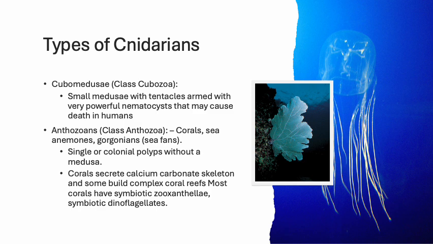Anthozoans include corals, sea anemones, and gorgonians, like sea fans. These organisms exist only in polyp form. There is no medusa stage here. Corals are particularly important because many species secrete calcium carbonate skeletons that build up over generations to form coral reefs. Some are the most biodiverse habitats on Earth. Most reef-building corals have symbiotic algae called zooxanthellae, which provide them with energy through photosynthesis. This partnership is one of the best examples of cooperation in nature, where both partners benefit and the entire ecosystem depends on their success.